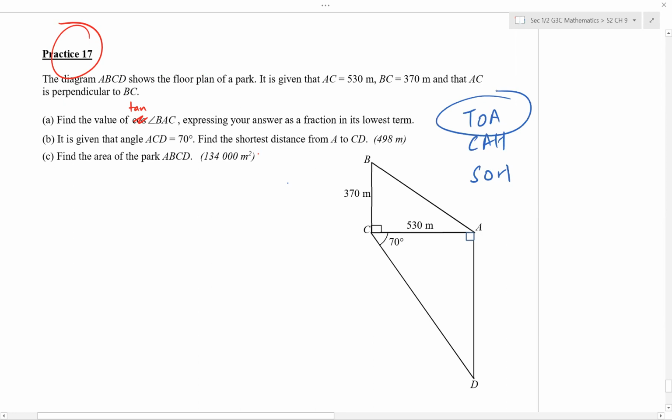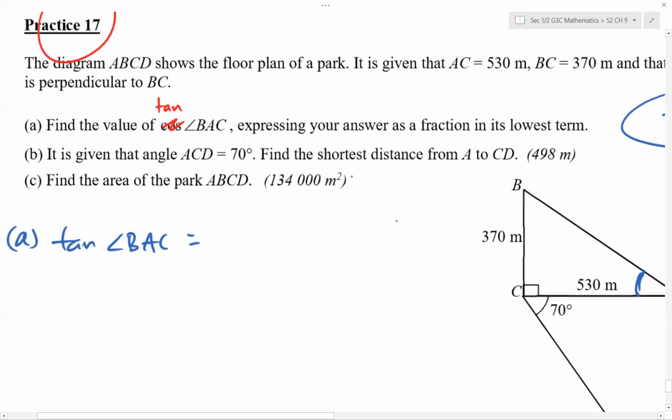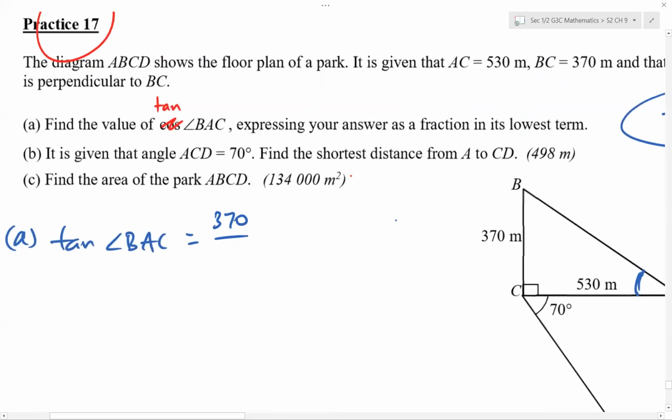So right now the tangent of the angle BAC equals to, identify what BAC is. This is our angle we're interested in. So the opposite value is 370 and the adjacent value is 530. So that gives us 37/53. This is the simplest form.